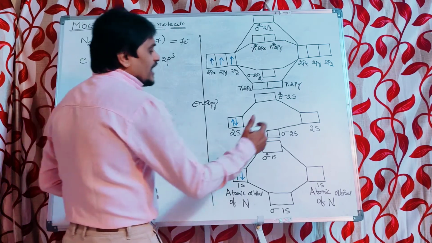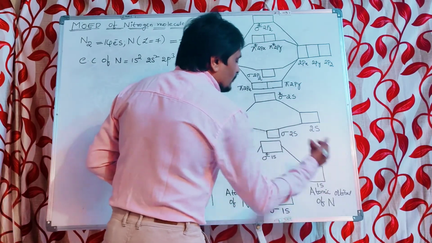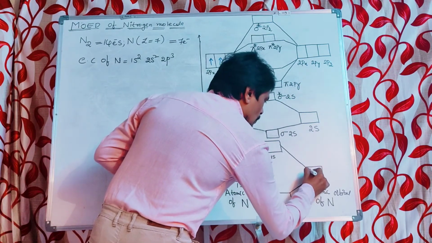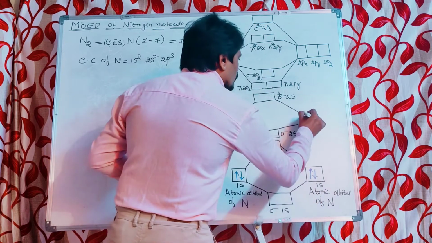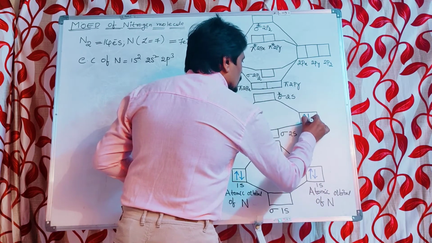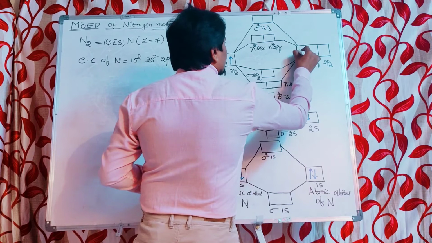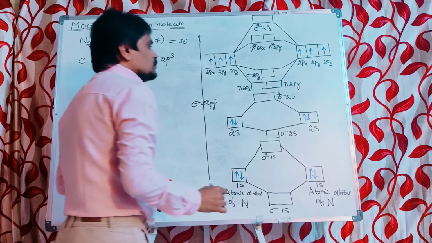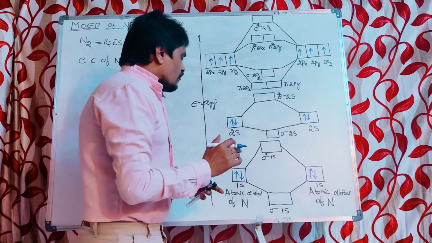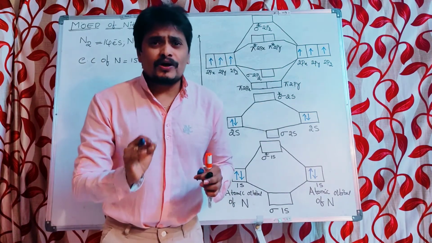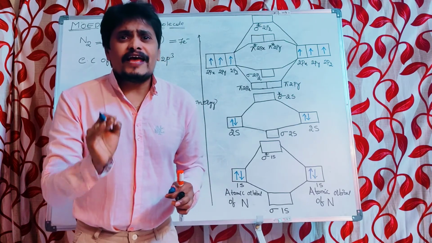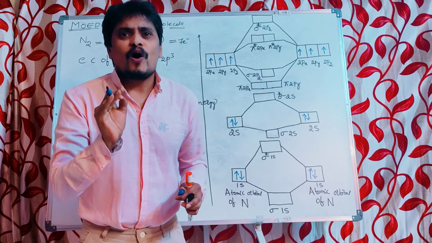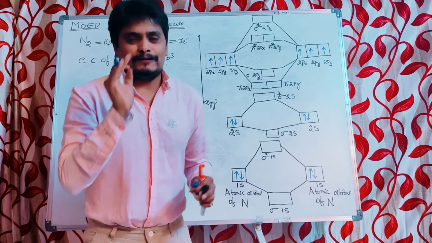Now coming to the atomic orbitals of the second nitrogen, the same: 1s2, 2s2, 2p3. So we have filled the electrons in each and every atomic orbital of the 2 nitrogen atoms which are a part of the nitrogen molecule.